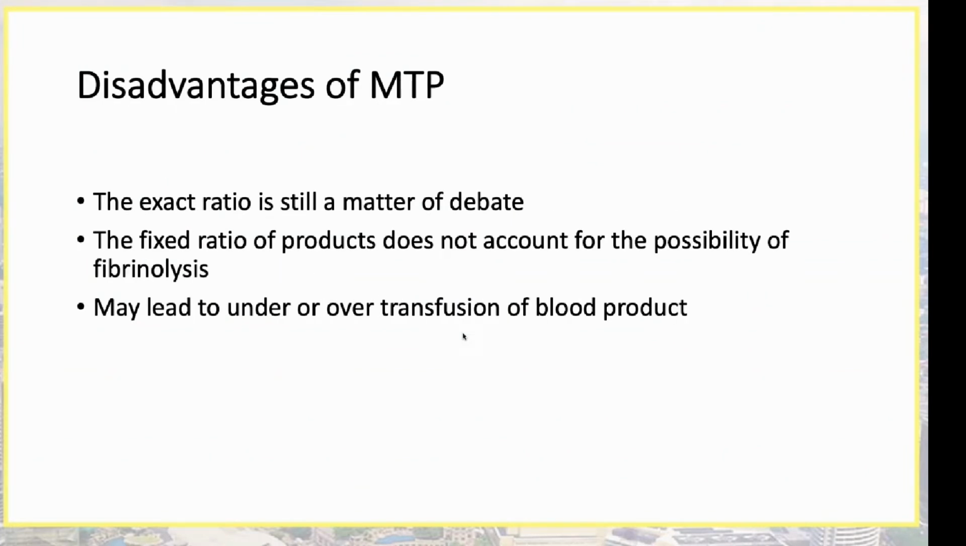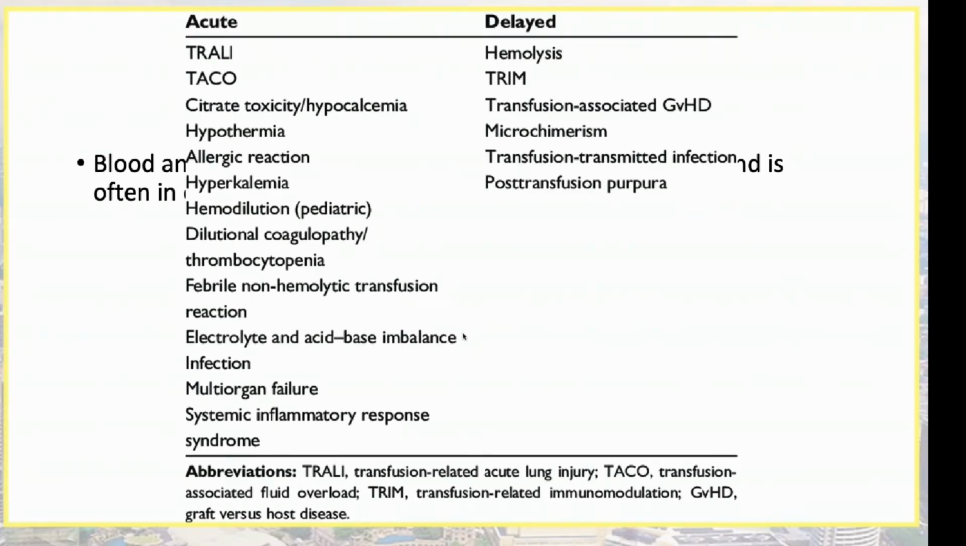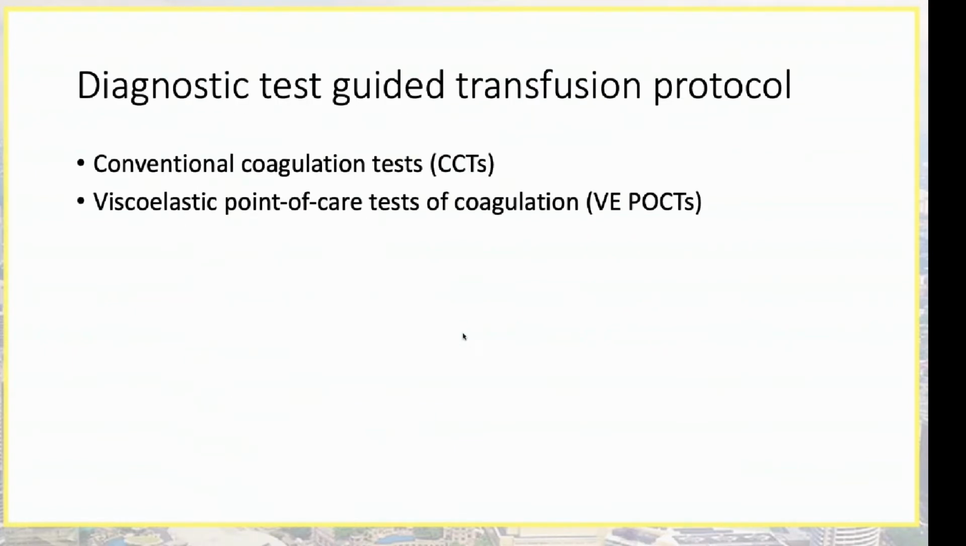But there are some problems with the MTP as well. The exact ratio usually is still a matter of debate. A different center has a different protocol, and they don't take into account the possibility of fibrinolysis, and it may lead, due to the empirical therapy, to under or over transfusion of the blood products. And bear in mind, blood and blood products are very precious, and the demand is often in excess of the supply. Okay, and on top of that, as we all know, there are a lot of complications related to the transfusion of the blood and the blood product as well.